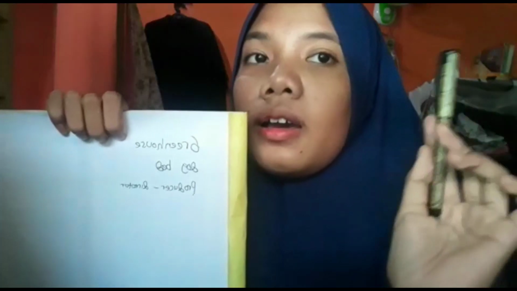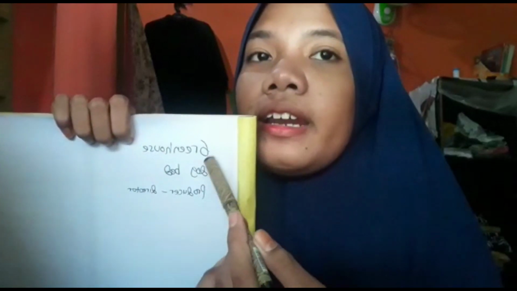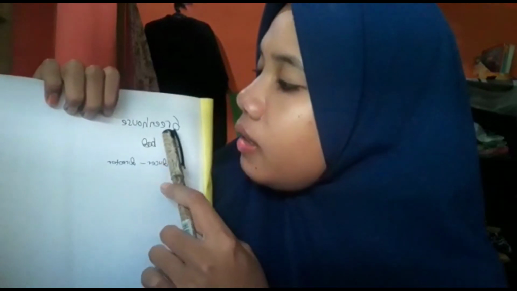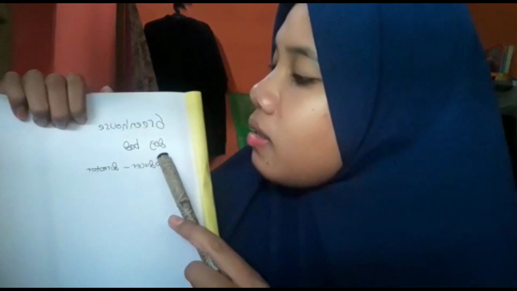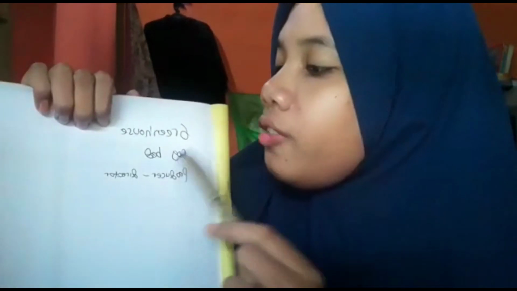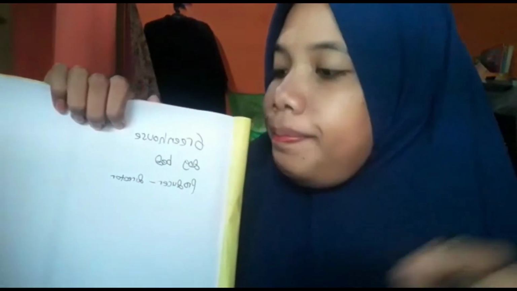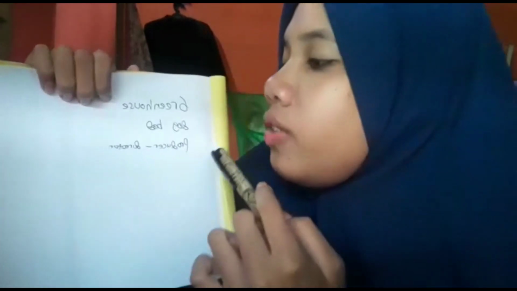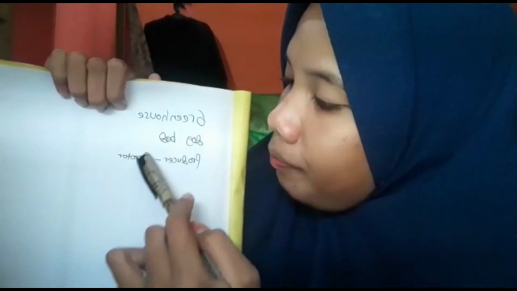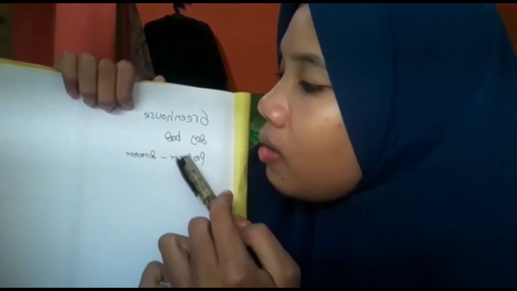Next, how do we write a compound? In English, there is no fixed way to spell a compound word. For example, greenhouse is written as one word. Next, dog bed is written as two words. Next, producer-director is written with a hyphen.